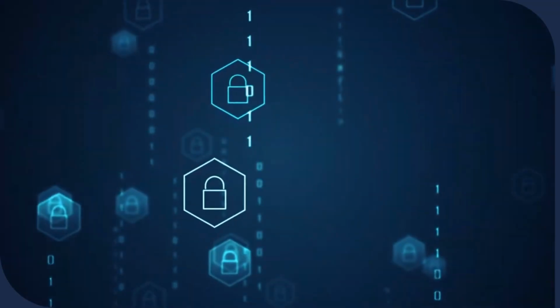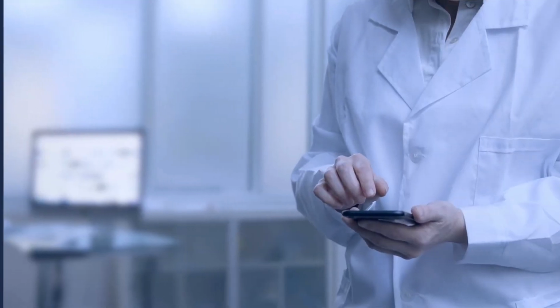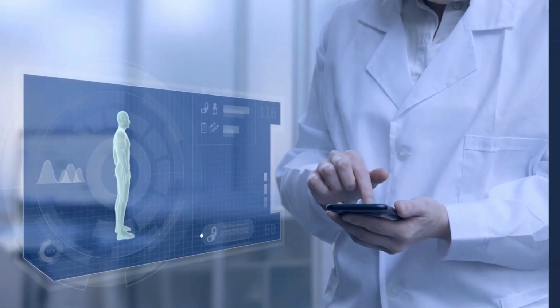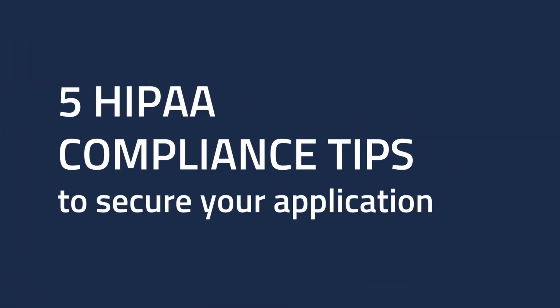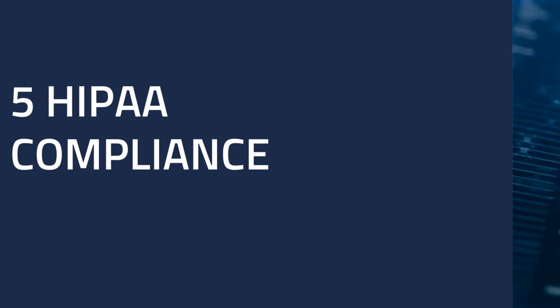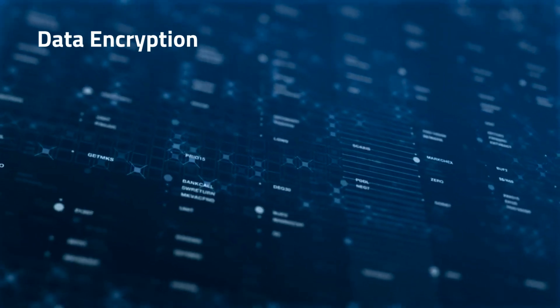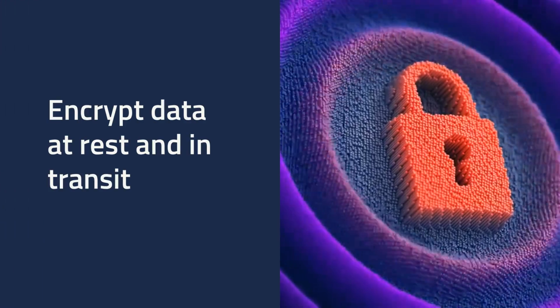Building HIPAA-compliant applications can be challenging, but it's mandatory for any business handling patients' protected health information in the U.S. Let's dive into 5 technical tips to secure your app and protect patient data. 1. End-to-end data encryption. Encrypt PHI both at rest and in transit. This prevents unauthorized access and ensures secure communication between client and server.